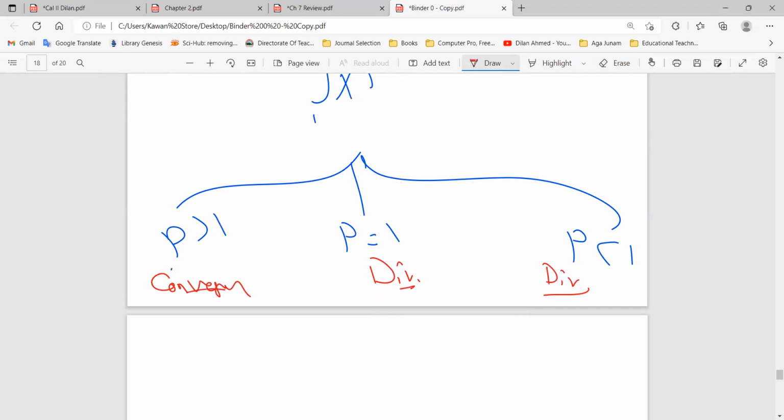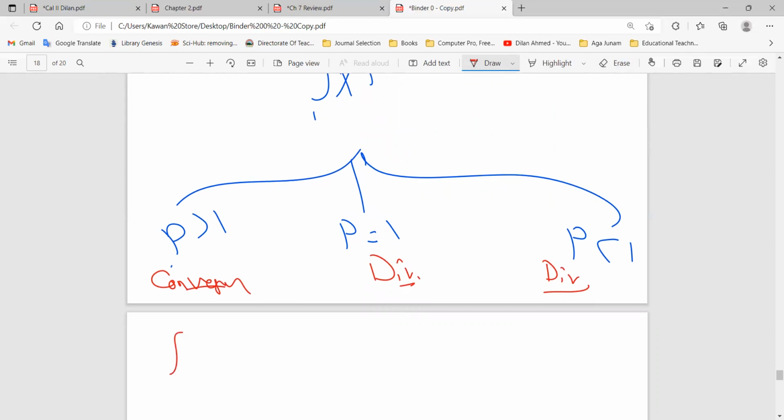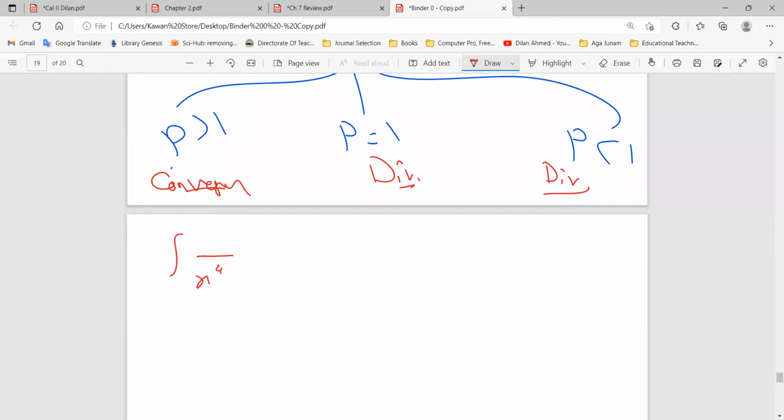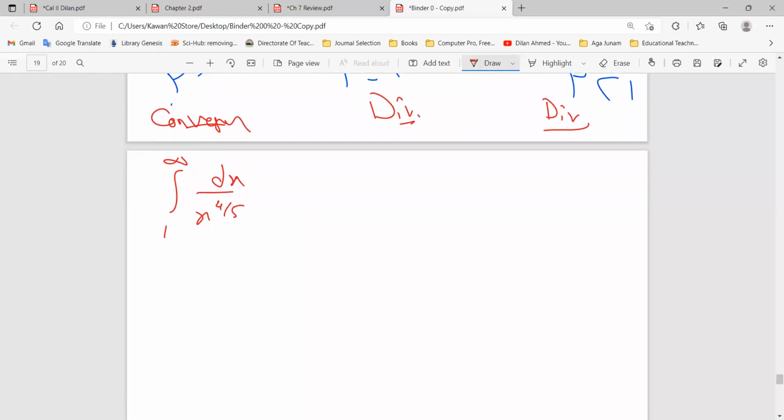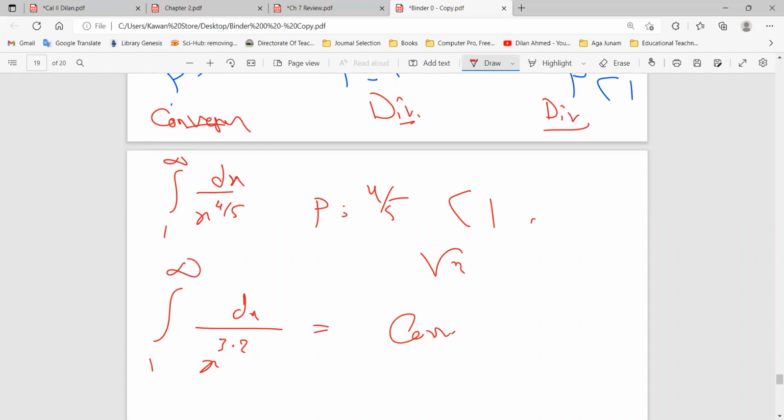So use these three ideas for all of the other examples. For example, if I have, now I'm just asking you, not solving for you, is it converge or diverge? Why? p equal to 4 over 5 is less than 1, right? How about that example? Yes, you need the same method, like the square root of x, the same. Understood? Good. How about that one? Converge. Good.